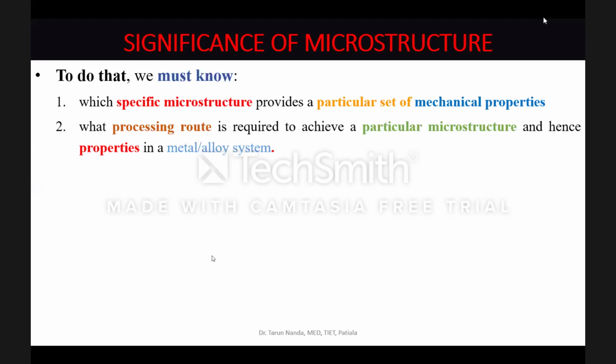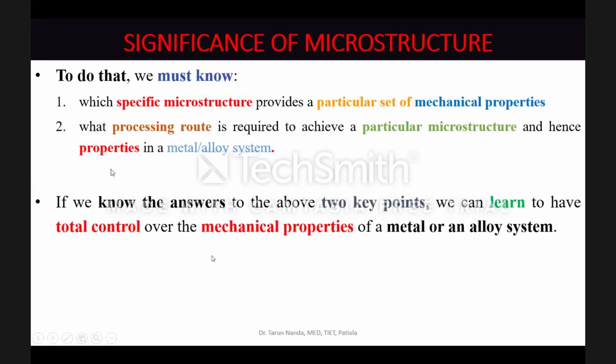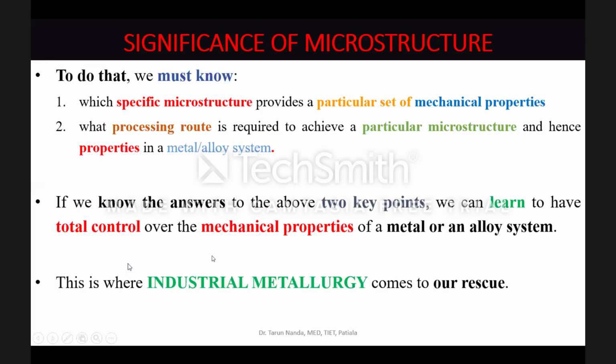Please mind it, in physical metallurgy, that is industrial metallurgy, we are only bothered about the mechanical properties of a material system. Whatsoever we are trying to control are mechanical properties. Physical properties may or may not get affected when you are trying to change the microstructure and hence the mechanical properties. I hope this is clear. Okay, so let's move forward. If you know answers to the above two key points, we can learn to have total control over the mechanical properties of a metal or a material system. And this is where industrial metallurgy, or what is also called physical metallurgy, comes to our help.